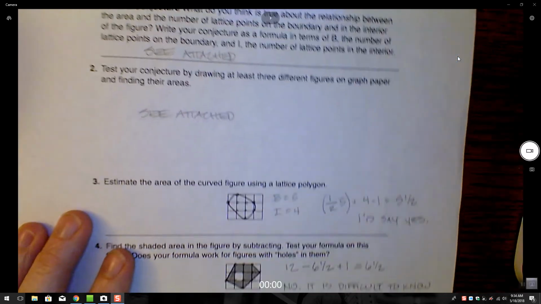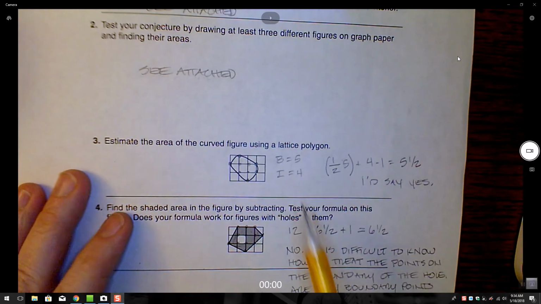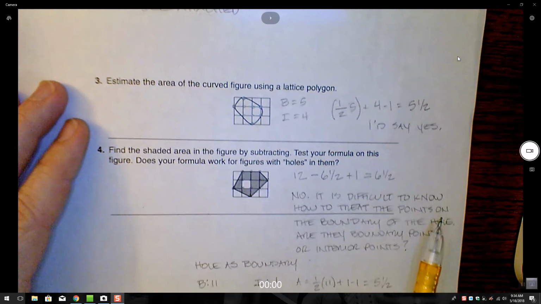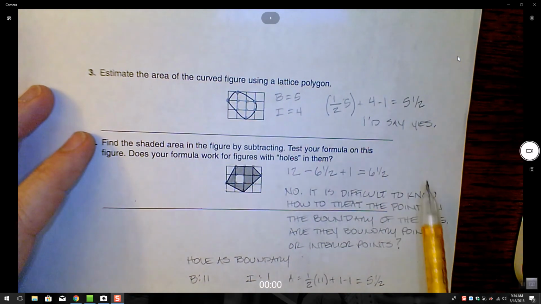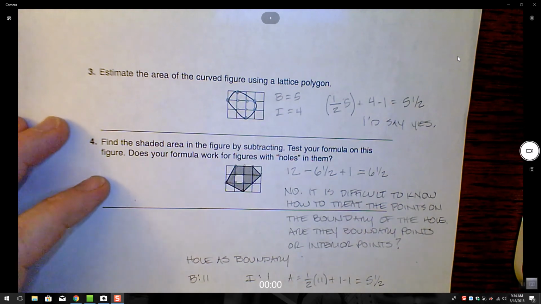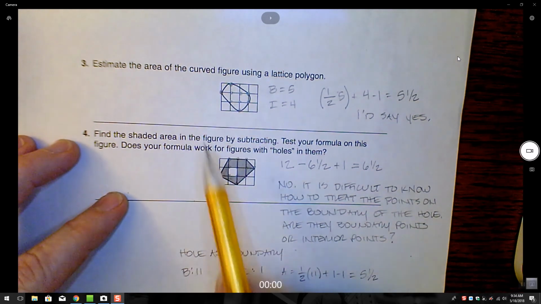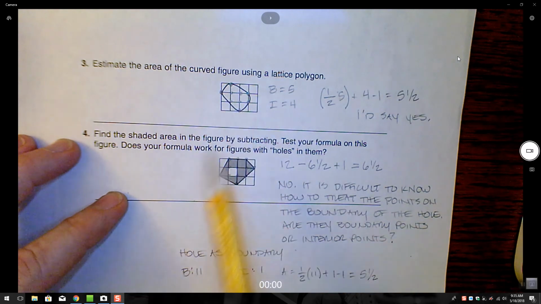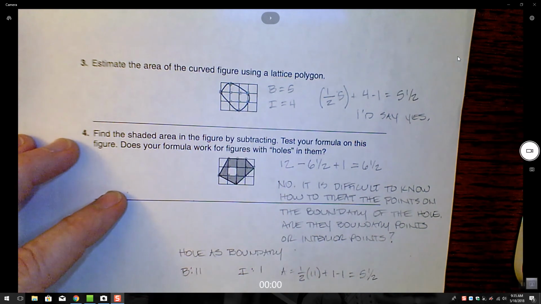As for the rest of these questions, number 3, this is what I got. Also, just take a look at these. I don't think we really need to discuss number 3 that much. It seems to work. The formula works fairly well with a curved figure. I'm only estimating. I don't know how we can, without having a little more data, figure this area out very precisely.